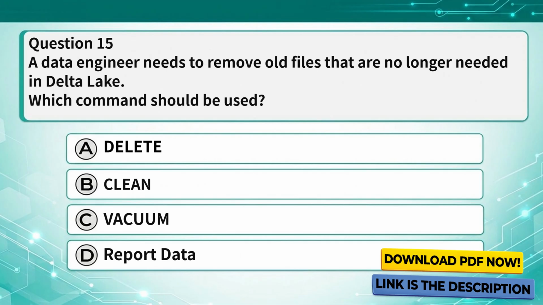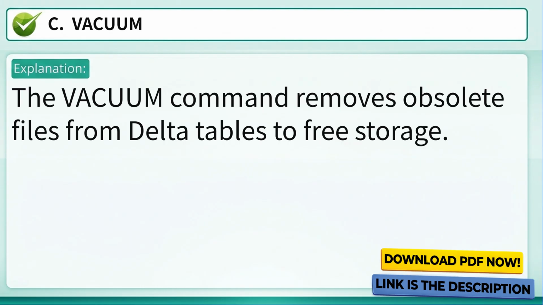Question 15. A data engineer needs to remove old files that are no longer needed in Delta Lake. Which command should be used? A. Delete. B. Clean. C. Vacuum. D. Report data. Correct answer: C. Vacuum. Explanation: the vacuum command removes obsolete files from Delta tables to free storage.